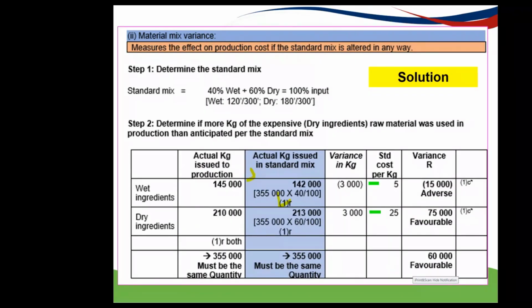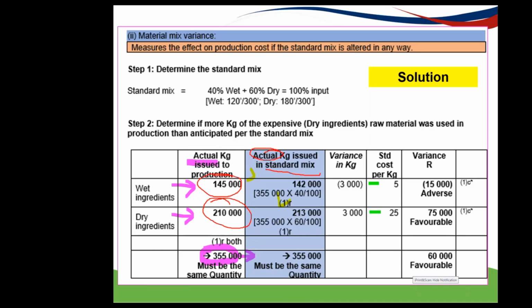So when I do come to this calculation, okay. So like we've said, from the scenario, we've taken the actual issued 145 and 210, and we add that together. So that's my wet and dry. Together, that is 355,000. Then I move that actual issued quantity over to my actual issued in standard mix. So now I want to see if I stuck to the mix that I was supposed to stick to, how much would I have used of each?